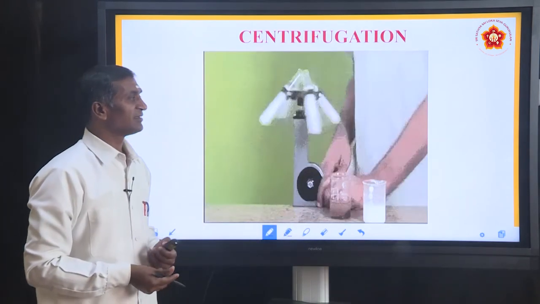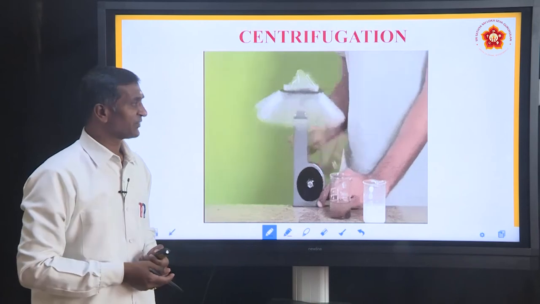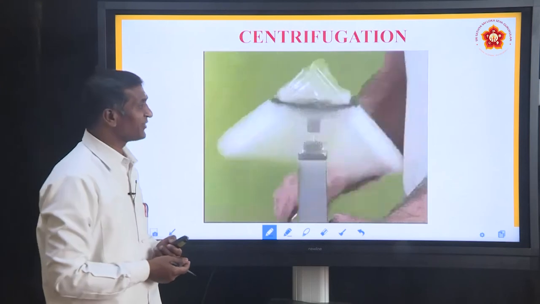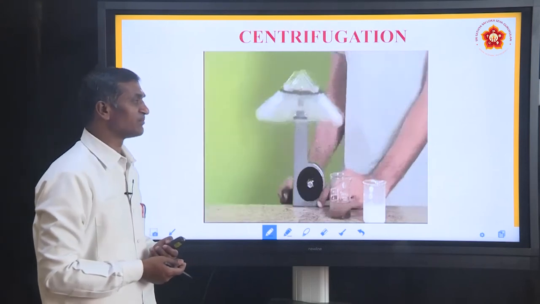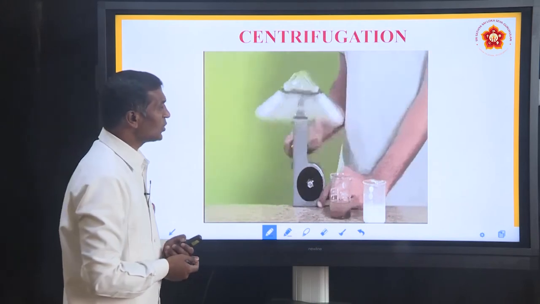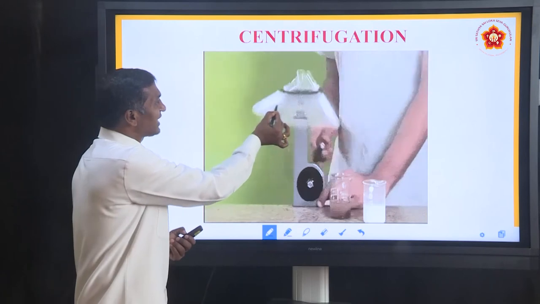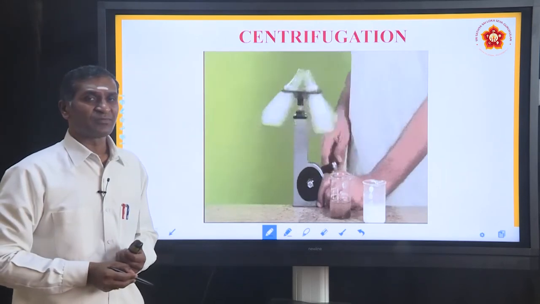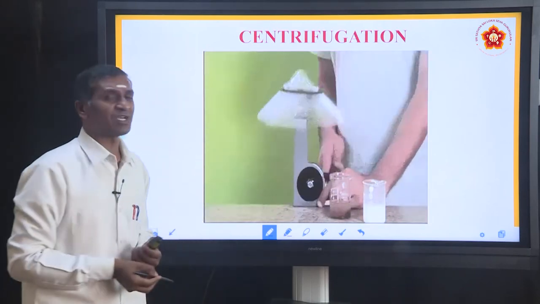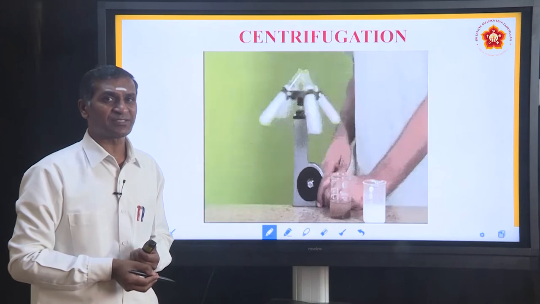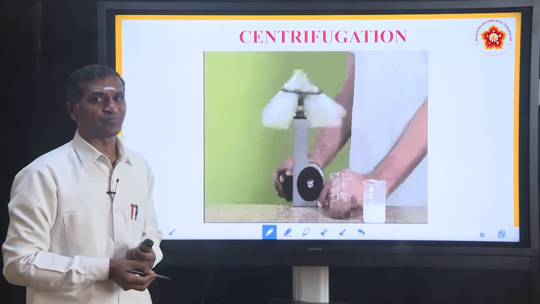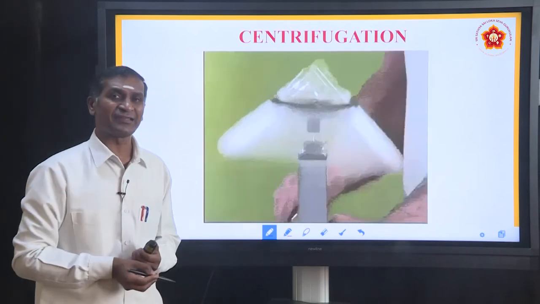If you observe an animated view of a person operating a mechanical centrifuge machine, he is rotating the holder with his muscular strength, and while rotating, the two test tubes are filled with liquids. As we know, the denser particles settle at the bottom and the lighter particles stay at the top.